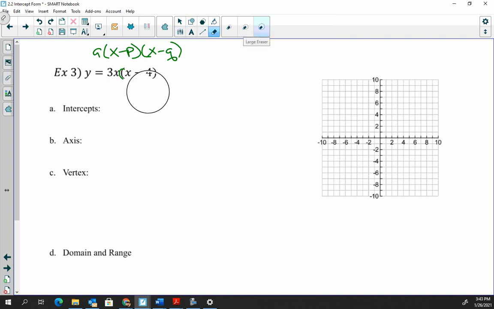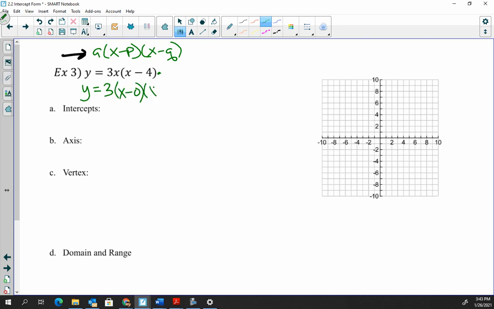I'm going to rewrite this equation in order to look like this. So if you see a problem that looks like this one right here, don't freak out. That's okay. You can just rewrite it to look like this. Y equals, I'm going to show you what I'm going to do. 3 is in front. And if I just write it like this, turn that x into an x minus 0, now it looks like it's in intercept form. X minus 0 and x are exactly the same thing, right? I didn't change the equation at all. I just rewrote it, so now it looks like it's in intercept form. Okay?